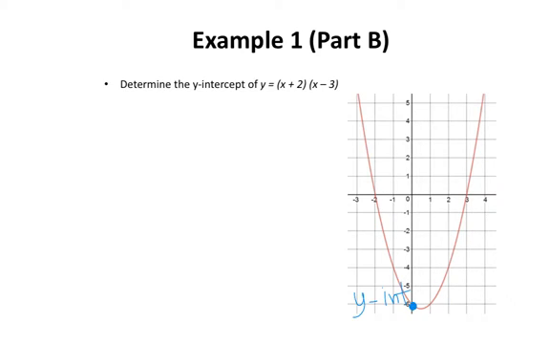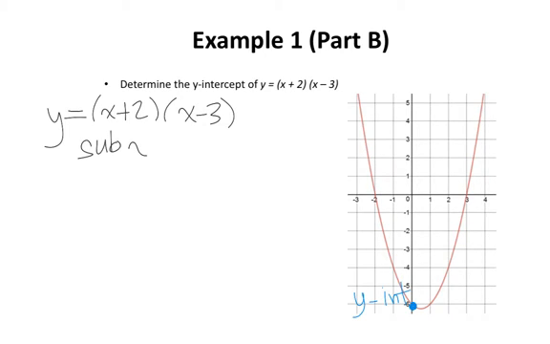Let's begin by rewriting our equation, which is y equals (x + 2) multiplied by (x - 3). We've discussed previously, to find the y-intercept, you're going to sub x equal to 0, which means you're going to replace all of the x's with a 0 in brackets. Now, I don't really need the brackets here, so I'm just not going to use them.